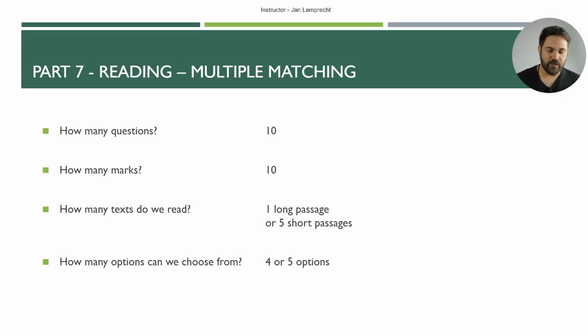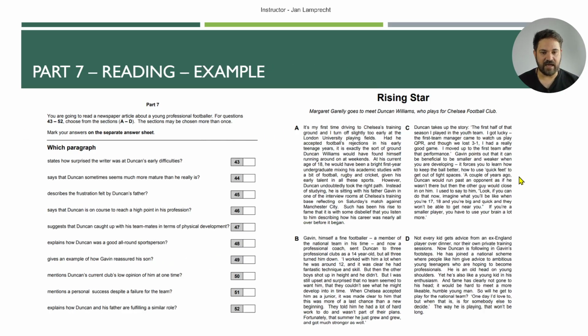Now, a few quick questions. How many questions are there? There are 10 questions. How many marks? You can get 10 marks. How many texts do we have to read? It's one long passage or 5 short passages, basically, paragraphs it could be. How many options can we choose from? 4 or 5 options. You have plenty of options to choose from. We will look at that in more detail now.